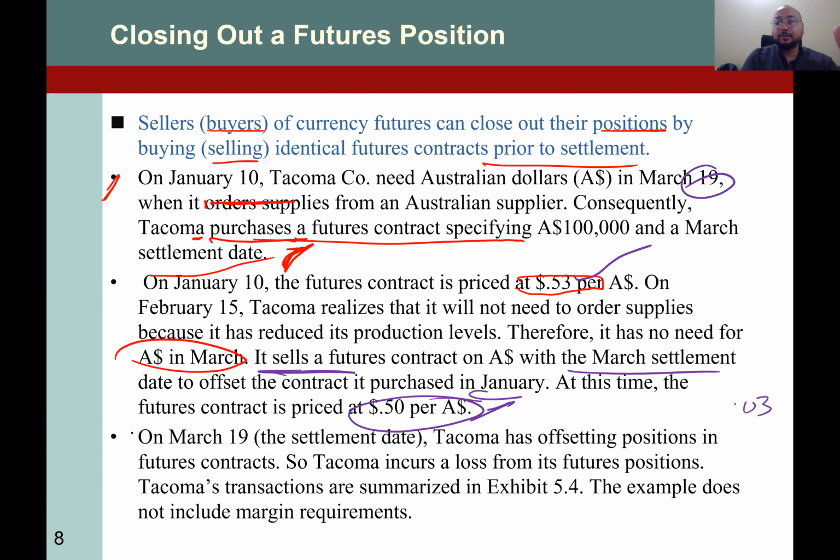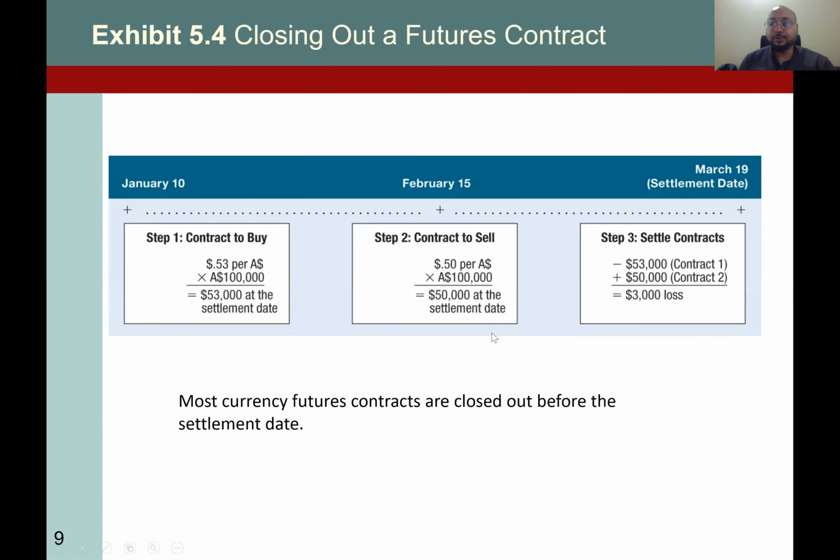So let's talk about this. On March 19, the settlement date, Tacoma has offsetting positions in future contracts. So Tacoma incurs a loss from its future position. So we have summarized the situation here. Here we go. So the contract is from January 10 to March 19.